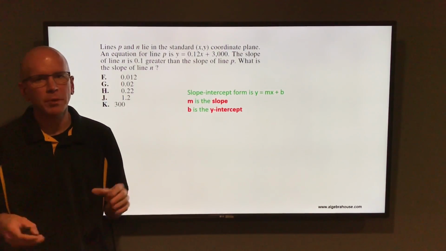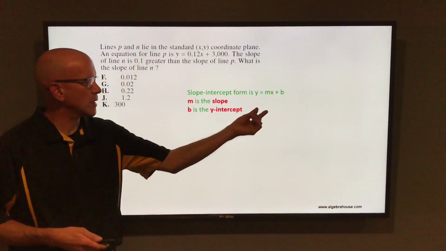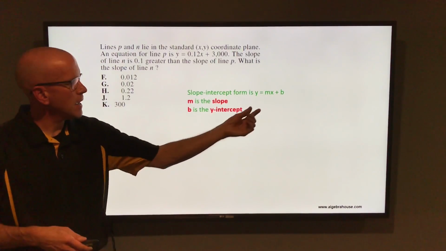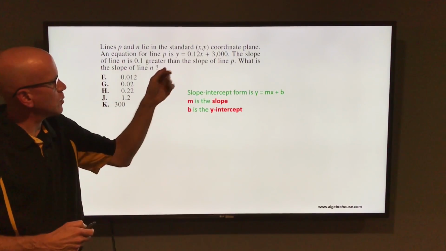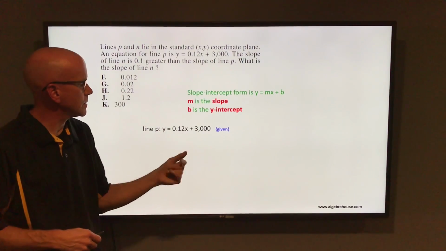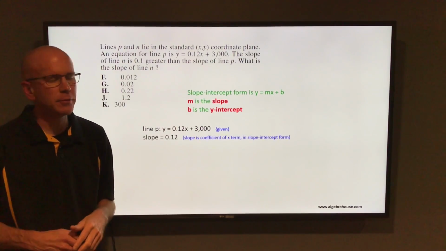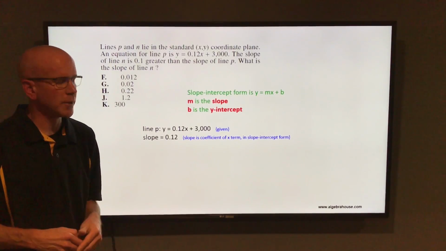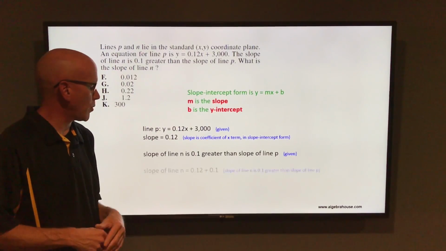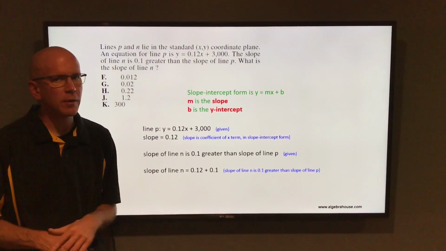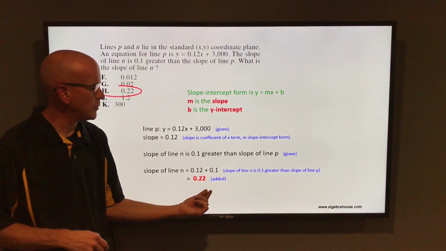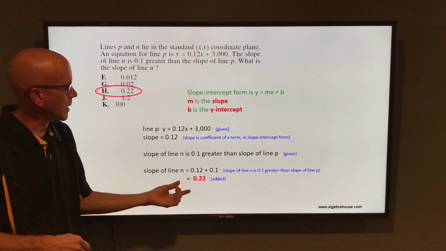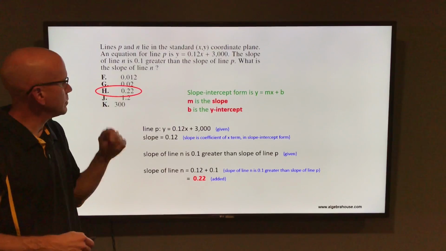Well, you do have to know about slope-intercept form, y equals mx plus b. When you have an equation in this form, the slope is the number in front of the x, the coefficient of x, and b is the y-intercept. So in this equation, y equals 0.12x plus 3,000, the slope is the 0.12. And if line N is 0.1 greater than that, just add 0.12 and 0.1 together, and that's what you're looking for, which is 0.22. So to have a slope that is 0.1 greater than the slope of line P, line N must have a slope of 0.22, letter H.